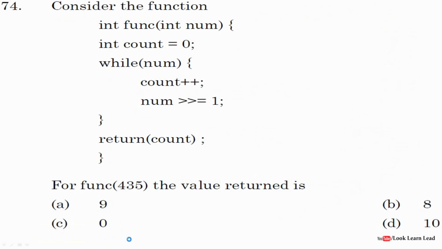Okay, next question. Consider the function. It is a function. In this we have initialized an integer over here. We have a loop. We have incrementing. There is a right shift. We have to return the count, that is, how many times the right shift has been done. The number for which right shift has been done is 435. So right shift is generally dividing by 2.